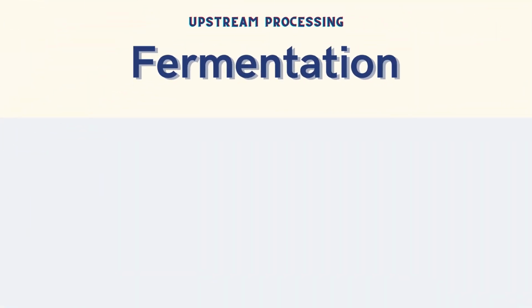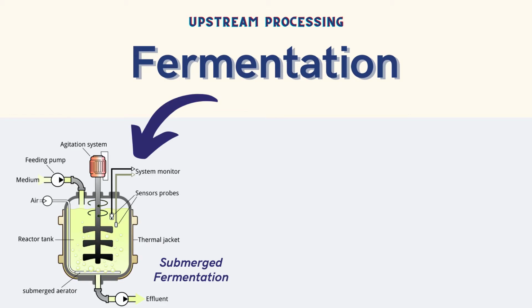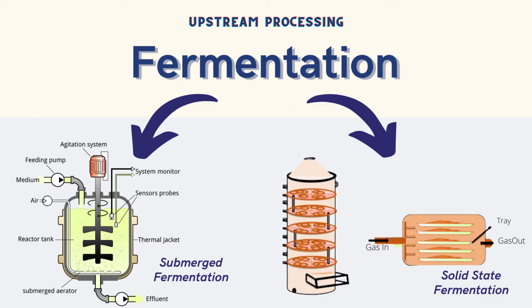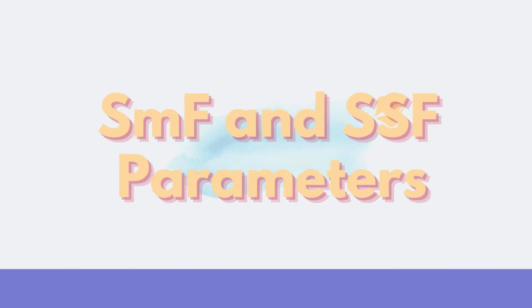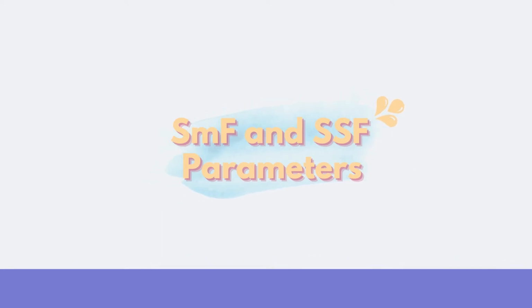Speaking of the fermentation process, there are two types of fermentation, or rather fermentation reactors, that will be covered here. The first one is submerged fermentation, where the fungi is submerged in liquid media. The second type is called solid-state fermentation, where the fungi is grown on solid media as a support. Both of these fermentation types have many parameters which can be optimized to maximize fungal xylanase production.